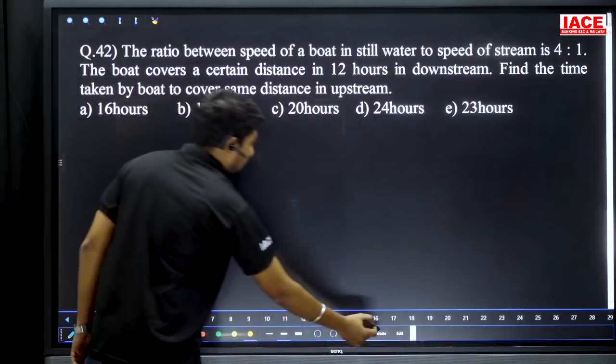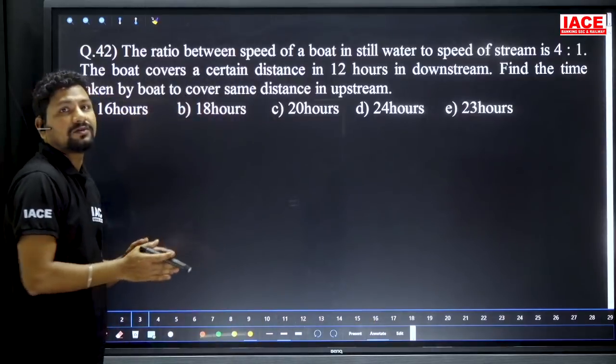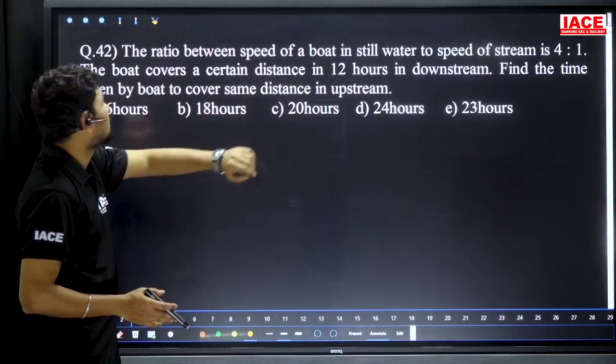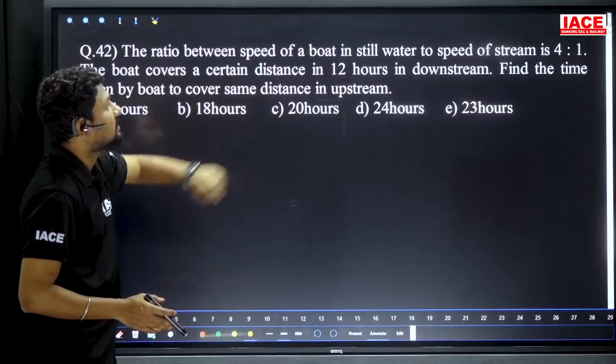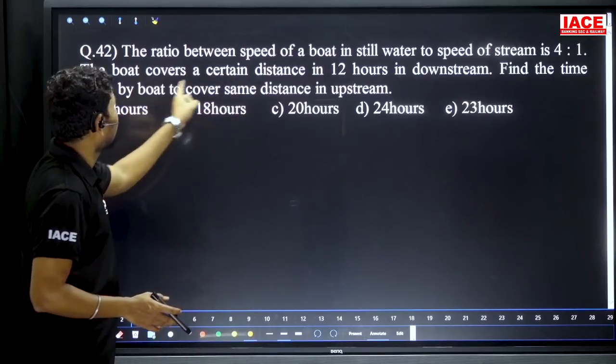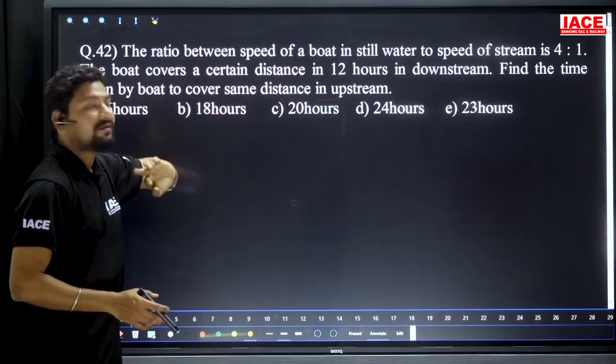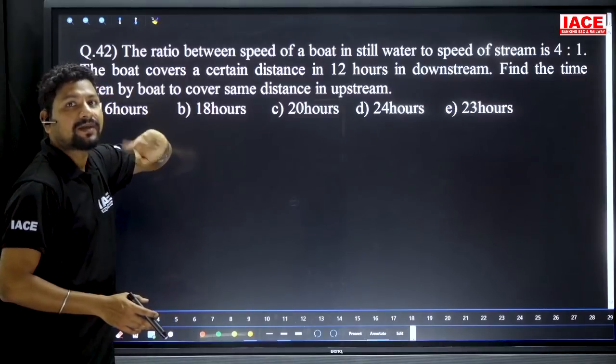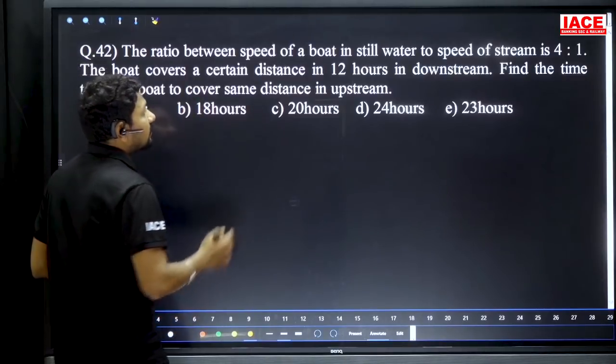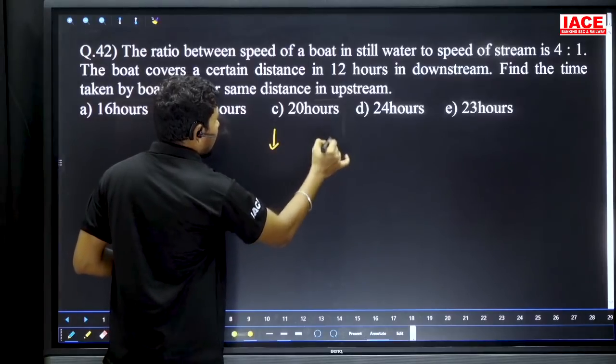Next one, the ratio between speed of boat in still water to speed of water stream is 4:1. The boat covers a certain distance in 12 hours downstream. Find the time taken by the boat to cover the same distance upstream. We require the time ratio, which is opposite to the speed ratio. First of all, calculate the speed ratio. It is down and it is up.